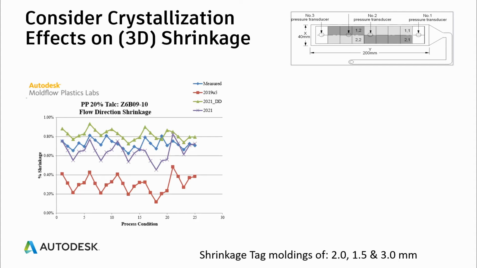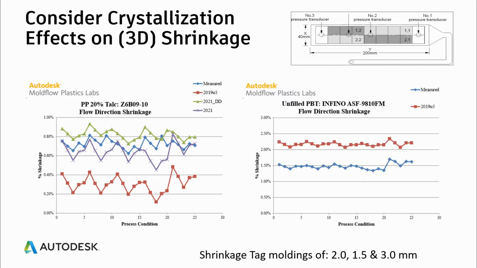Now we can look at a second material, in this case, an unfilled PBT material. Again, we're looking at the measured shrinkages shown in blue in the flow direction, and these average around 1.5%. Shown also are the predicted shrinkages from the 3D solver in Moldflow Insight 2019 Update 5. And you can see that they're already higher than the measured values.